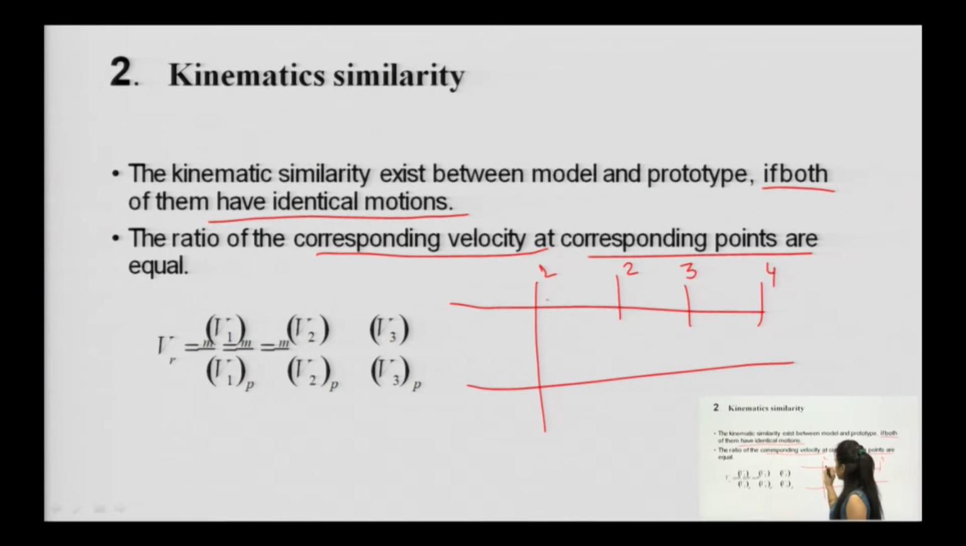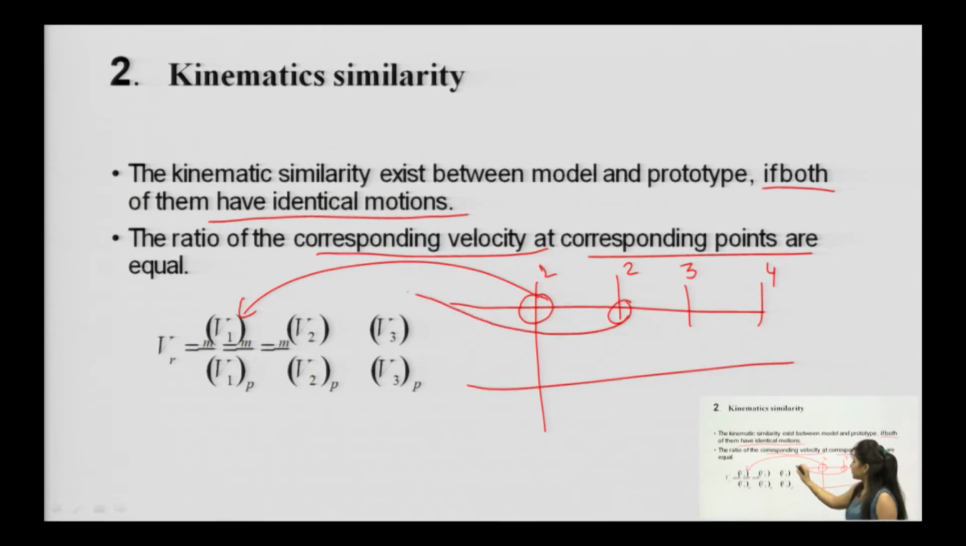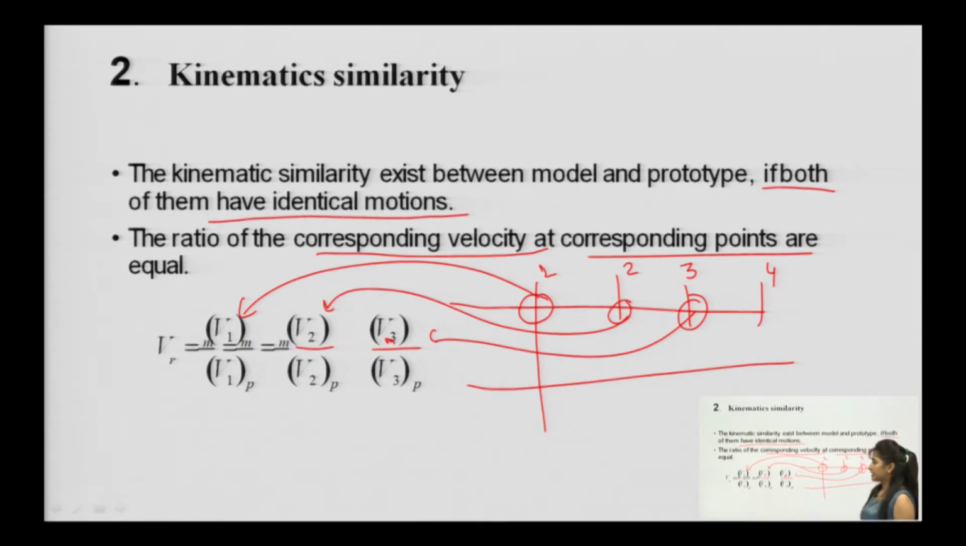So, at point 1 you can see velocity of model by velocity of prototype will be equal. Coming to point 2, velocity of model to velocity of prototype will be equal, they are in the ratio, and at point 3 velocity of model will be equivalent to velocity of prototype. Hence, at a particular location with that scale ratio, you will be calculating either velocity or acceleration, and if their ratios are same, you can conclude that the model and prototype possess kinematic similarity.